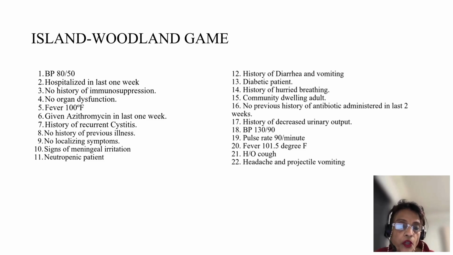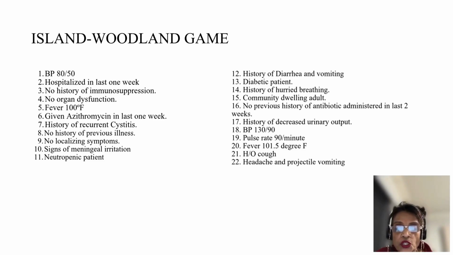So let me read out these features. Number 1, BP of 80/50. 2, hospitalized in the last 1 week. 3, no history of immunosuppression. 4, no organ dysfunction. Then 5, fever of 100 degrees Fahrenheit. Then 6, given azithromycin in the last 1 week. 7, history of recurrent cystitis. 8, no history of previous illness. 9, no localizing symptoms. 10, signs of meningeal irritation present. And then 11, neutropenic patient.